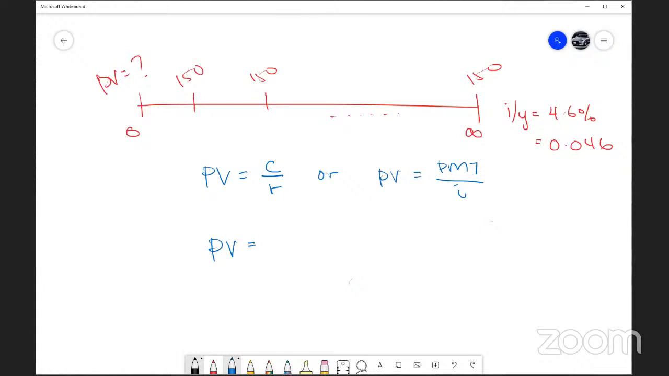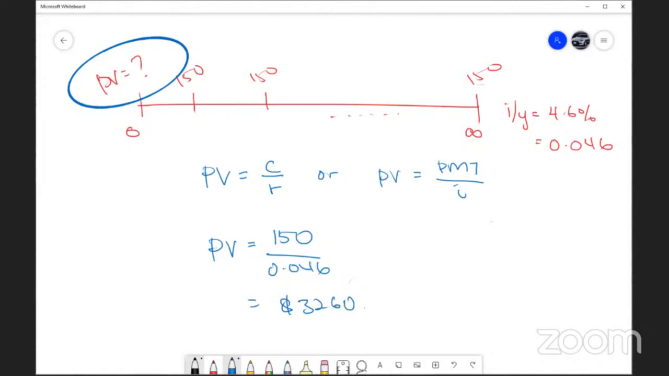C is the coupon rate or payment, we call it. It's 150 per year. Interest rate is 4.6, so 0.046. So what is the price that you should pay today to receive this benefit forever? So 150 divided by 0.046, you get 3260.86.